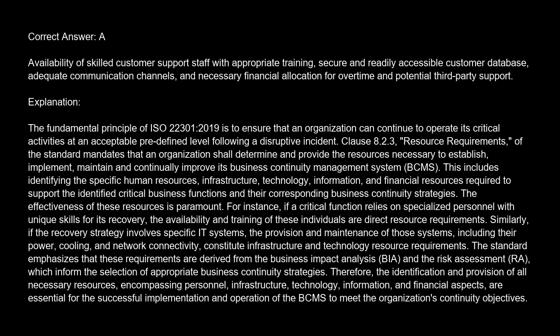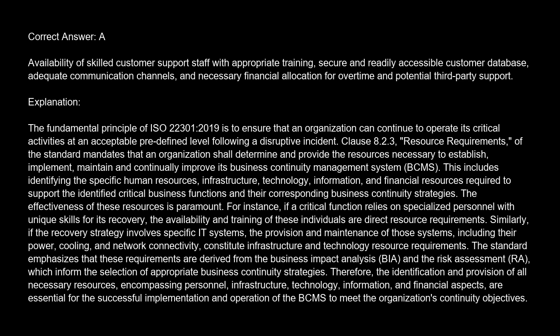Effectiveness of these resources is paramount. For instance, if a critical function relies on specialized personnel with unique skills for its recovery, the availability and training of these individuals are direct resource requirements. Similarly, if the recovery strategy involves specific IT systems, the provision and maintenance of those systems, including their power, cooling, and network connectivity, constitute infrastructure and technology resource requirements.